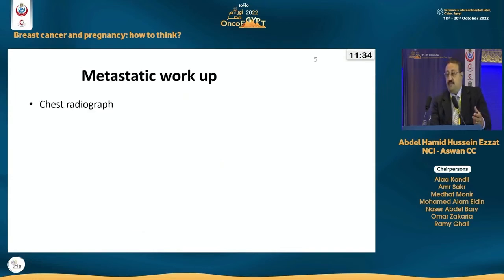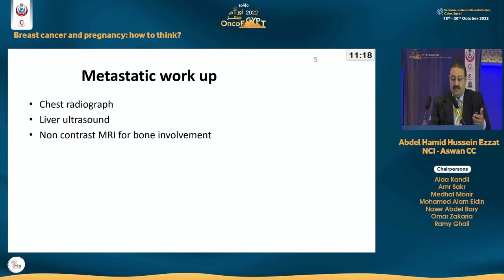Regarding the metastatic workup, we have to exclude lung, liver, and bone mets by chest radiograph with abdominal shielding for the chest metastasis, liver ultrasound, and then a non-contrast MRI of the suspected bone. If the patient complains of pain or tenderness, or there is unexplained elevated alkaline phosphatase, we prefer to do a non-contrast MRI.